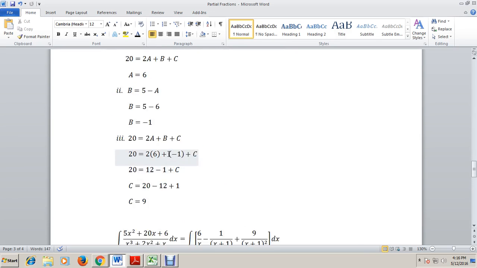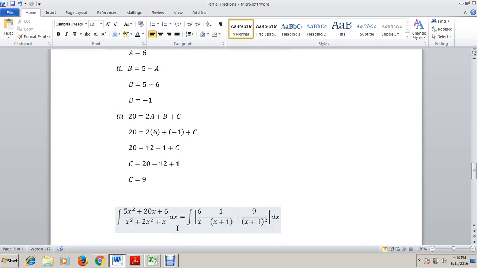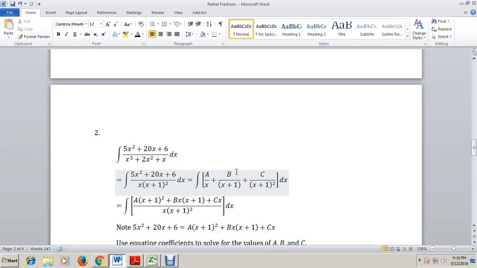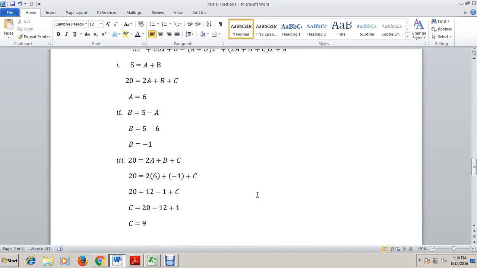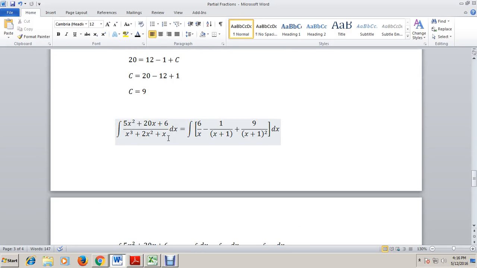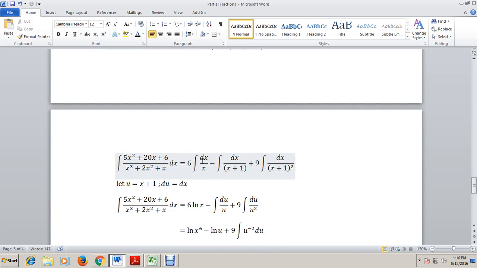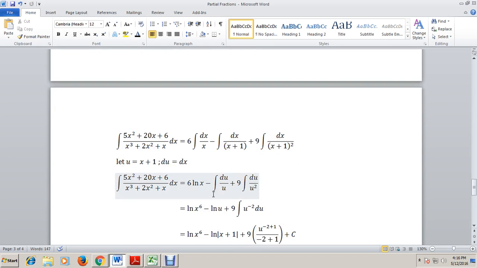Okay, so since we already solved for a, b, and c, we can now go back to our original expression for our partial fraction and do some integration. Okay, so our a is equal to 6, so we have the integral of 6 over x minus 1 over x + 1 plus 9 over (x + 1)² dx. Okay, so distributing our integral and dx, we have 6 dx over x minus dx over x + 1 plus 9 dx over (x + 1)².